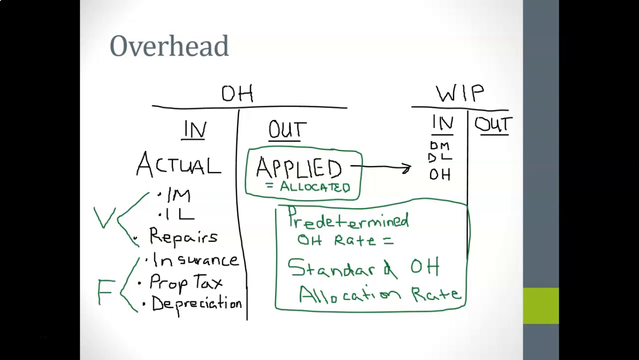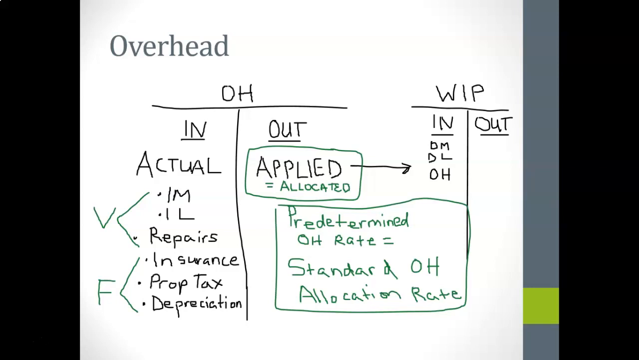Fixed costs in this case show insurance, property taxes, depreciation. I'm going to estimate these out for next year, and then as I actually spend, what I actually spent goes in the debit side of overhead for those things. But they don't change just because my number of units that I sell goes up or down.